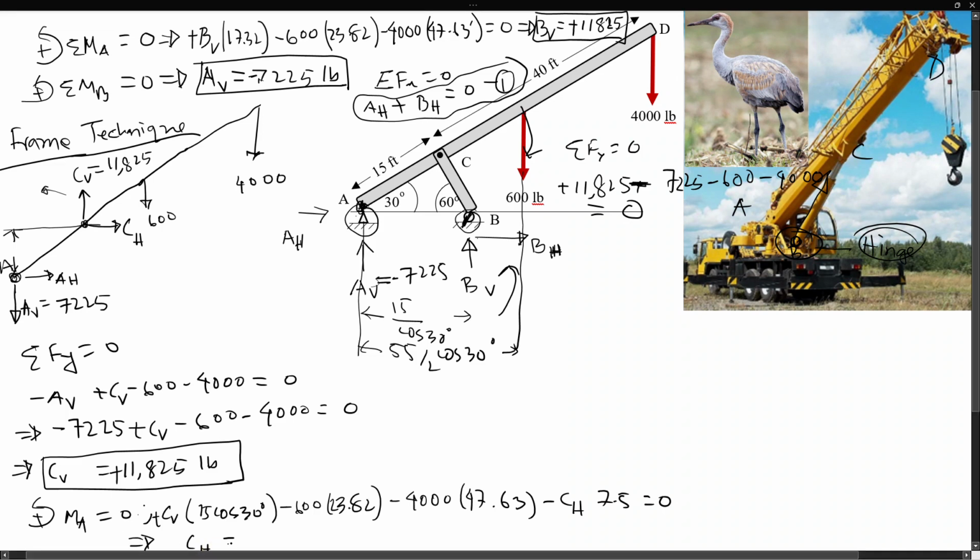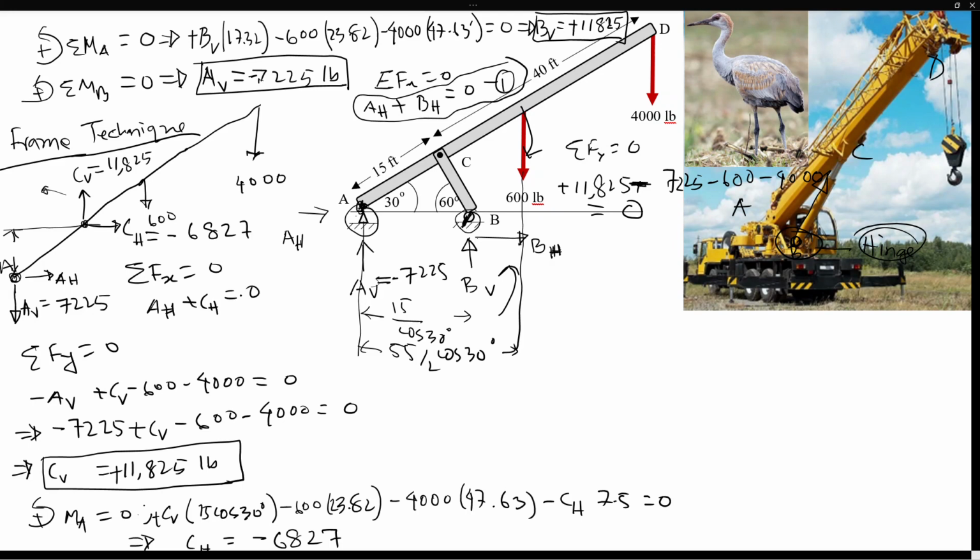So then we can calculate this CH. I found CH is equal to minus 6827. So that is CH. Now in the horizontal direction, if you do summation of Fx is equal to 0, you have AH plus CH is equal to 0, then AH plus negative 6827, everything sum to 0, so then AH would be plus 6827 pounds. So now we know the horizontal reaction at point A.